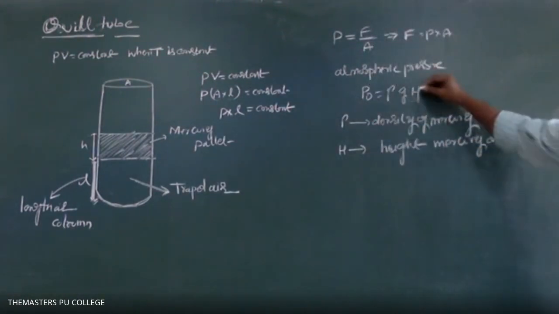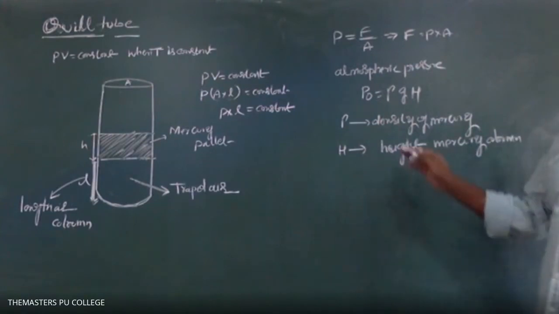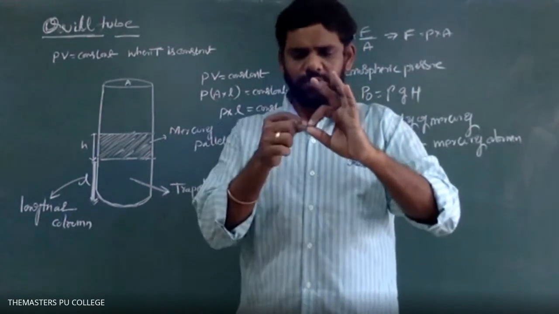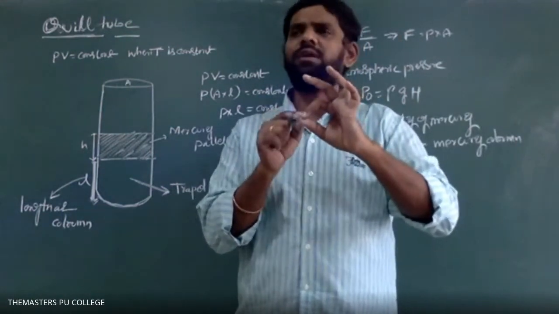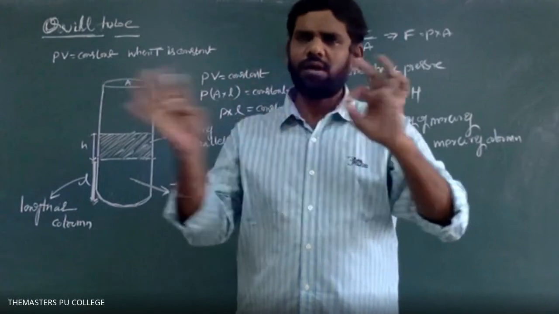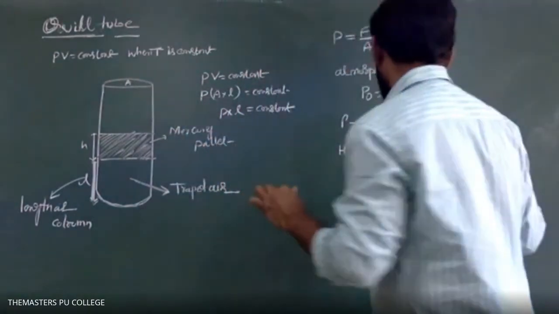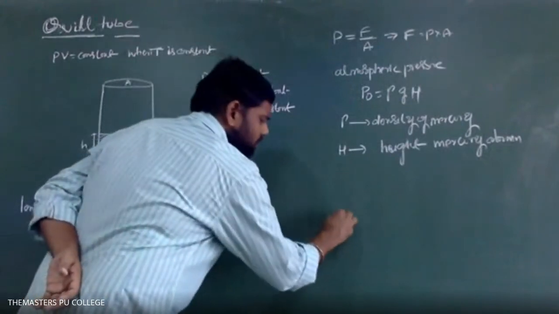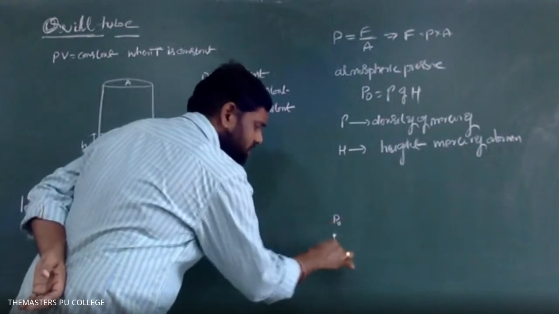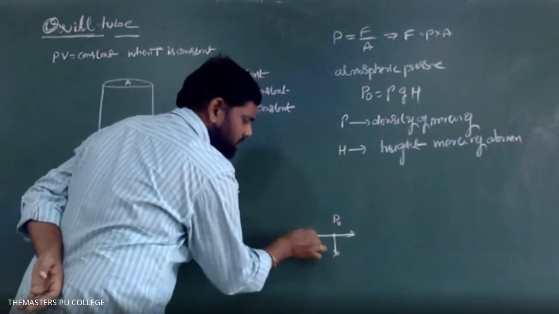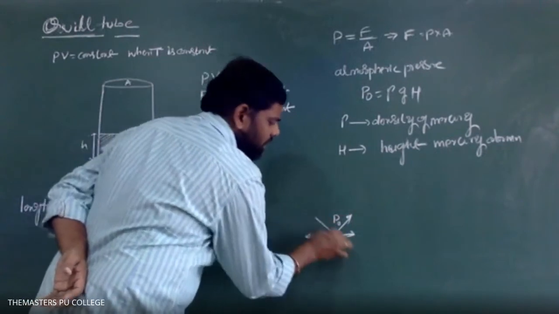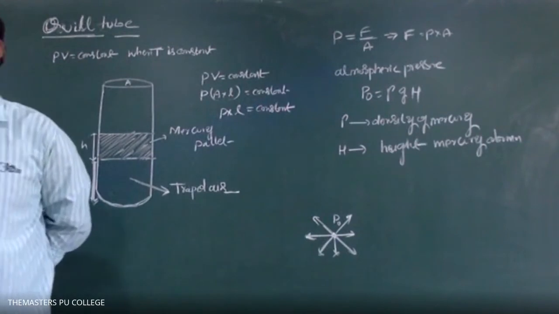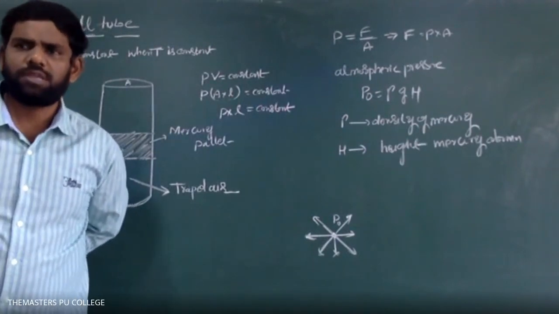We already noticed this. And one more thing: in what direction does atmospheric pressure act? In all directions. For example, at this point, atmospheric pressure P naught acts in this direction, this direction, and this direction. In all possible directions the pressure is P naught. That is one of the characteristics of fluid pressure: pressure acts in all directions.